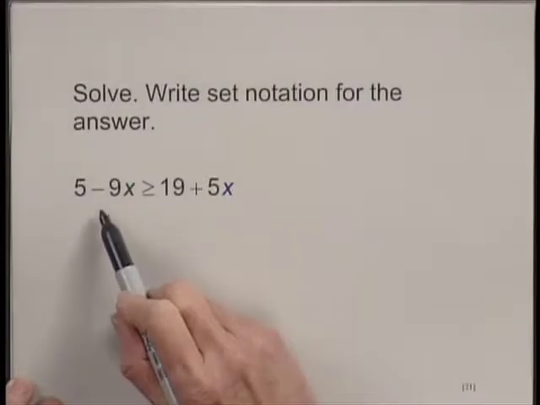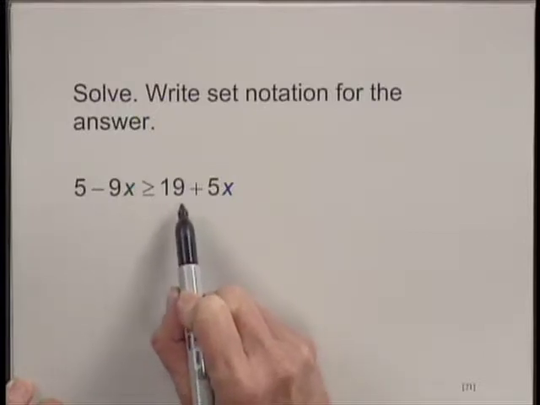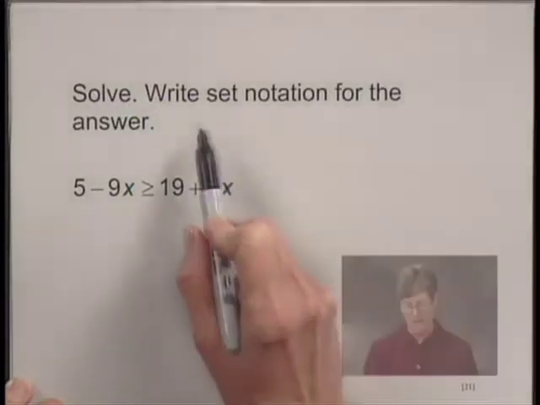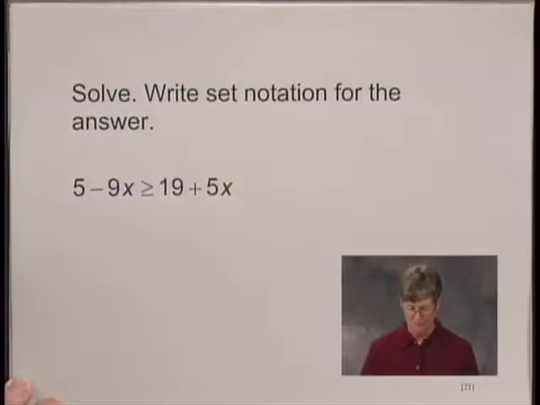In this exercise, we'll solve an inequality. The inequality is 5 minus 9x is greater than or equal to 19 plus 5x, and we're going to write set notation for the answer.